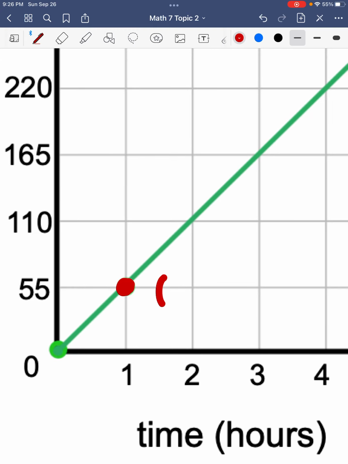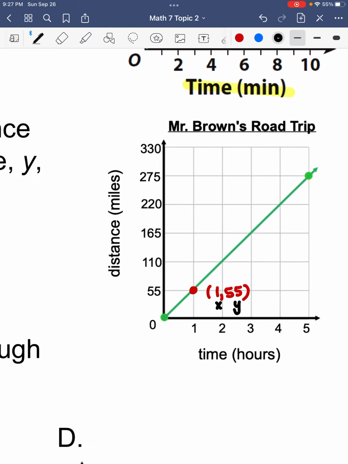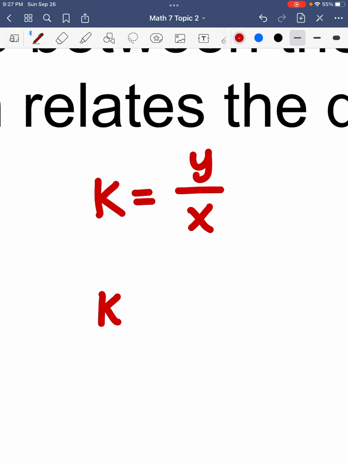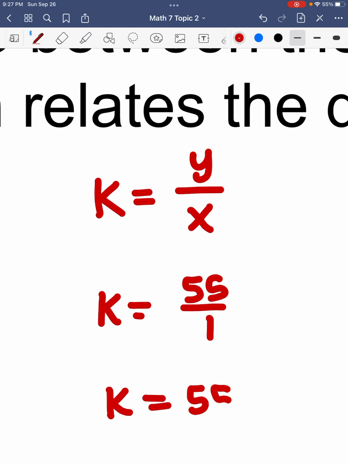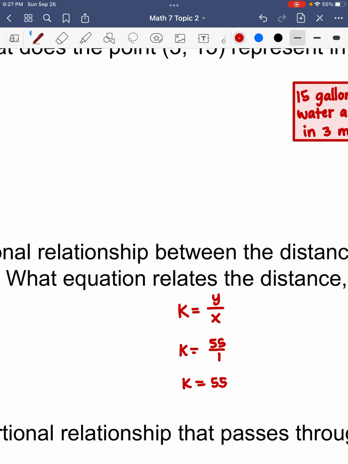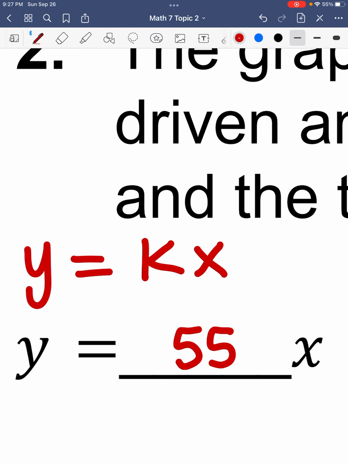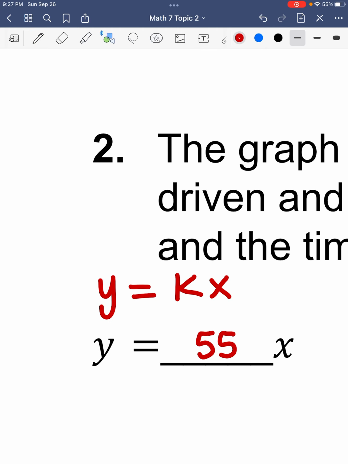So this first point is (1, 55). So remember, we write our x coordinate first and our y coordinate second. So going back to where I wrote my formula here, k equals 55 divided by 1, which we all know is just 55. So I'm going to plug in 55 into my equation right here. y equals 55x, which means 55 times x.